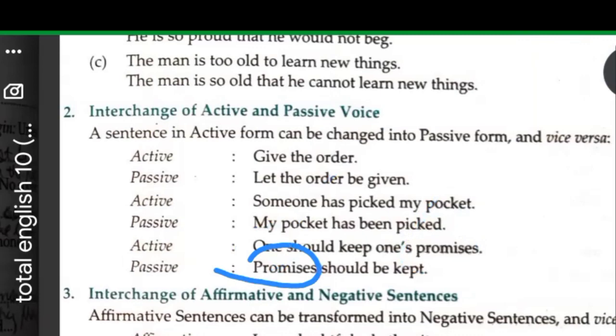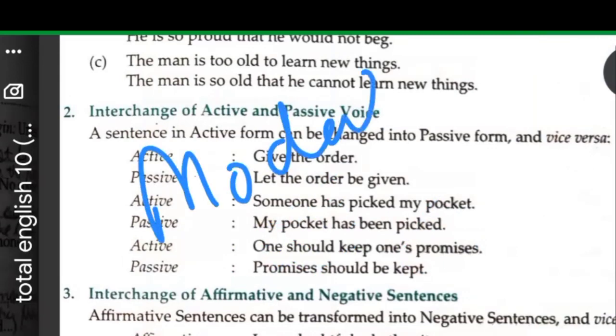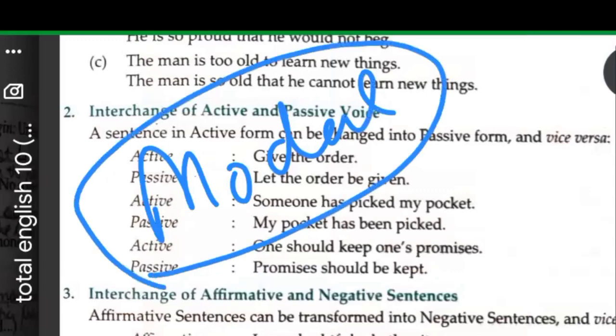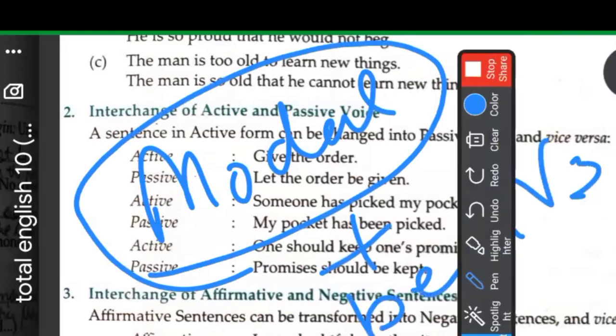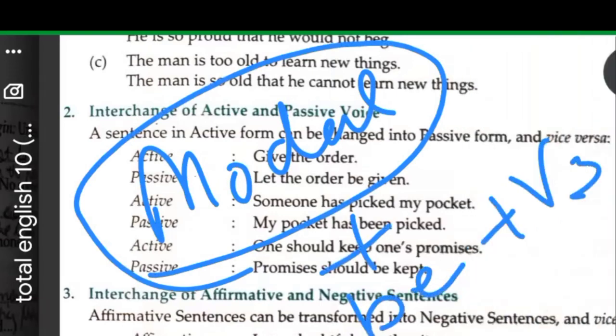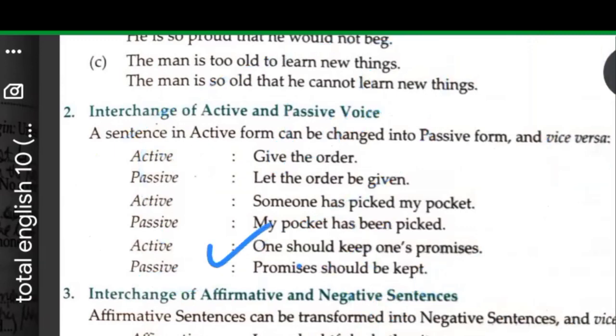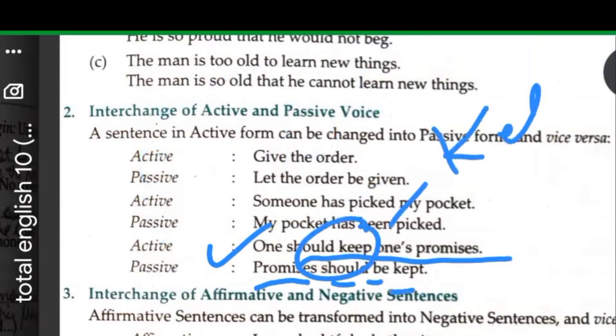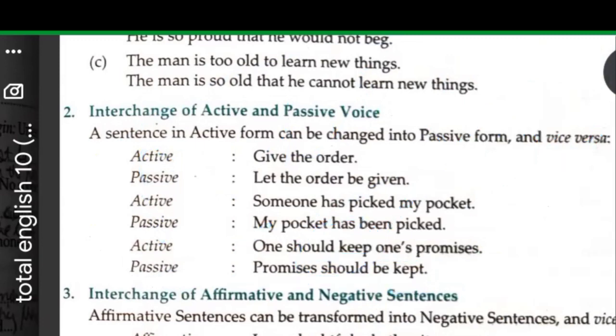Okay, and in this case we have to use the same kind of helping verb, because if the modal verb is used in the active form, the rule says it will add be plus the verb's third form with that. That is the rule. Okay. Here, one should keep one's promises. Promises should then be plus the verb's third form. Keep is changed into kept. That is the past participle form of the verb. I hope you understand. Did you understand?